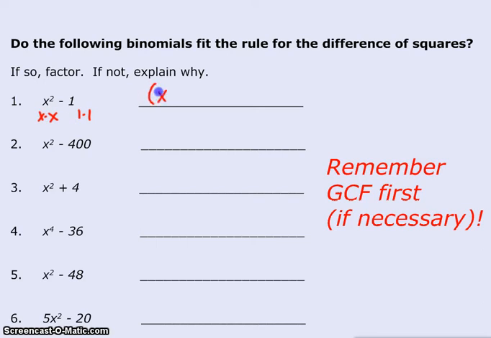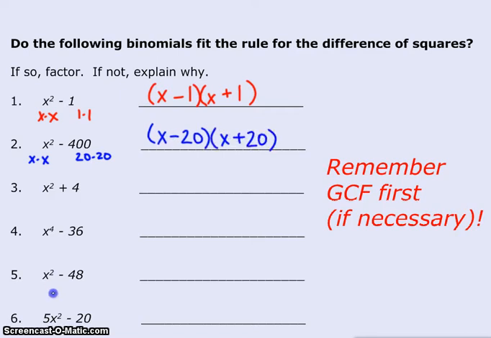So the square root of the first is x, the square root of the last is 1. So it's simply x minus 1, x plus 1. For number 2, 2 terms, both are perfect squares, x times x and 20 times 20. They are being subtracted, so I do the square root of the first minus the square root of the last times the square root of the first plus the square root of the last.